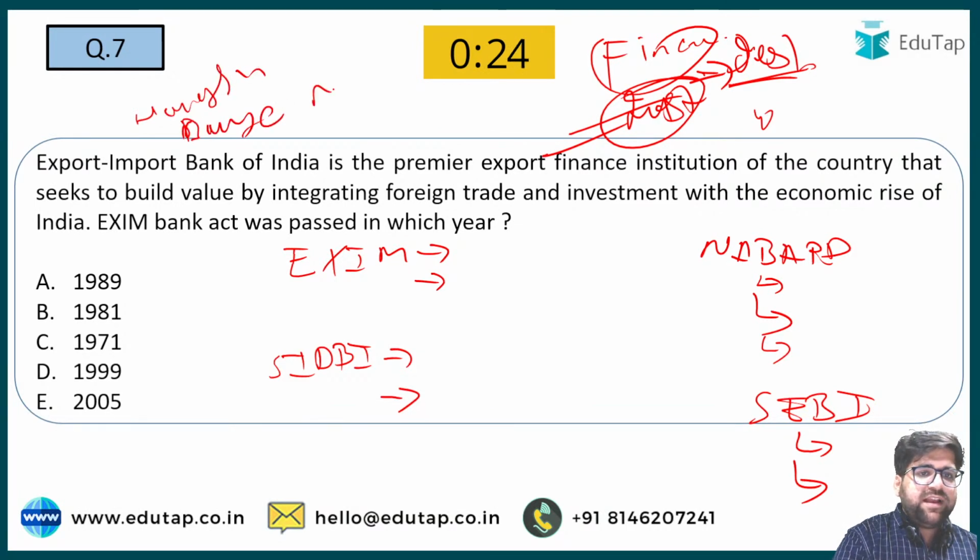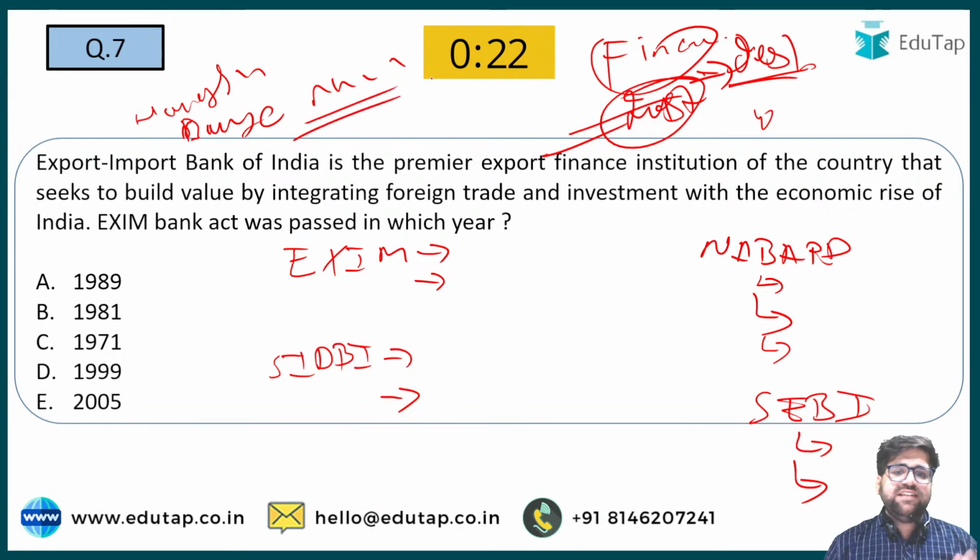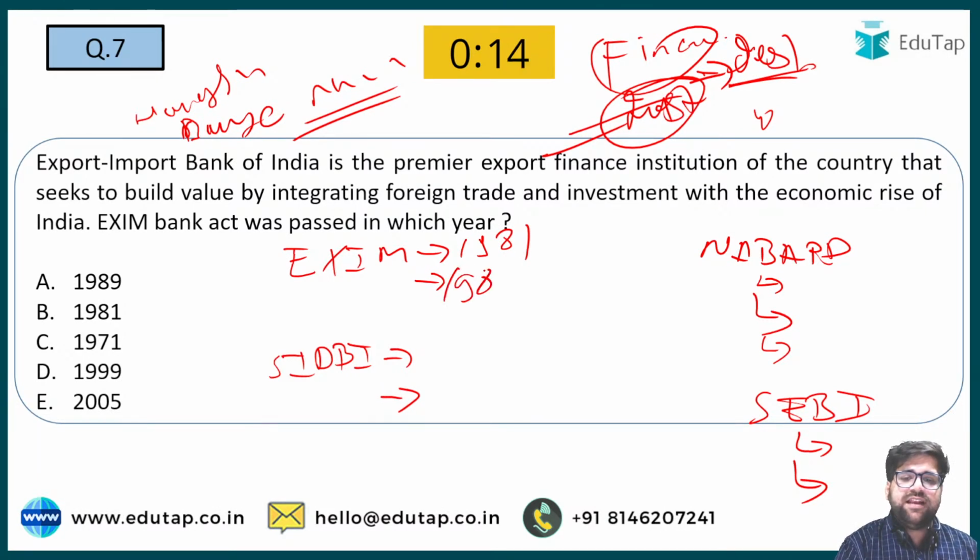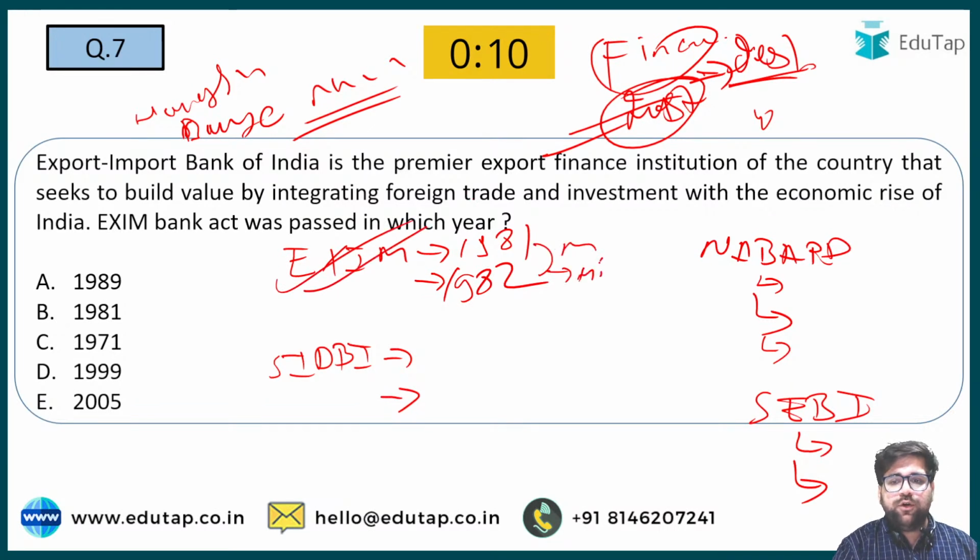Okay, Exim Bank is located in Mumbai. So if you see, the Exim Bank Act was passed in 1981. The financial institution launched its operation in the year 1982. Mind this, this is really very important. Mumbai, and I have just told you about Harsha Bangri.